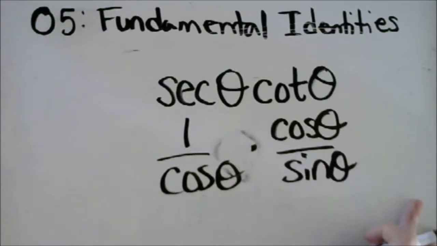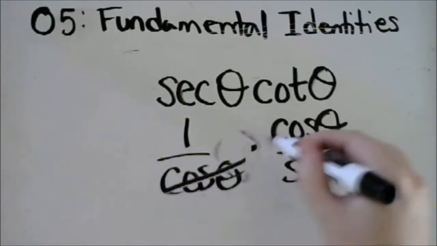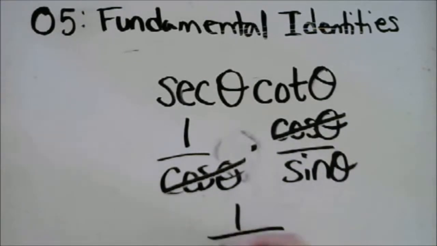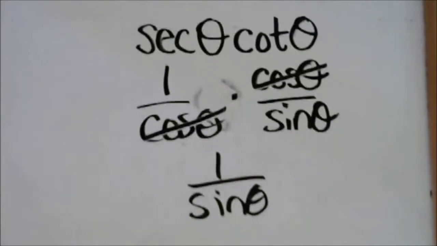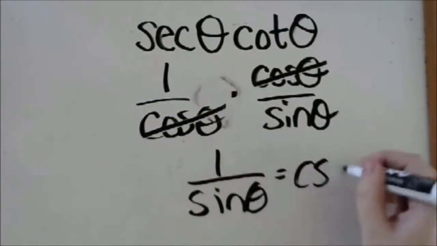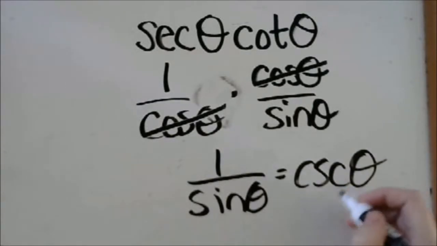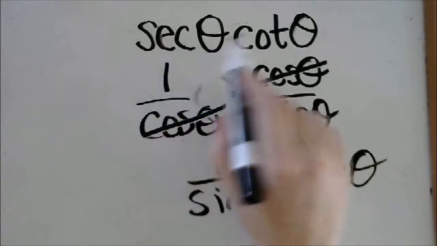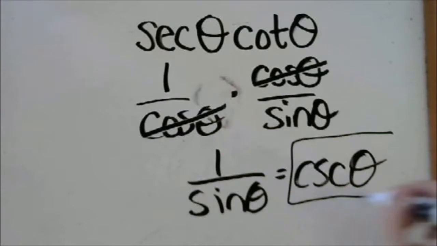To simplify this expression, we need to reduce, and again apply our reciprocal identity, since 1 over sine theta is equal to cosecant theta. And we have simplified the expression secant theta cotangent theta down to cosecant theta, an equivalent expression. Let's try another example.